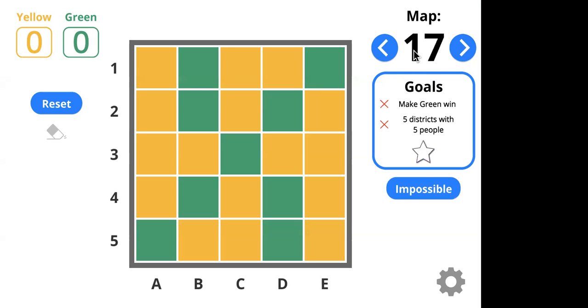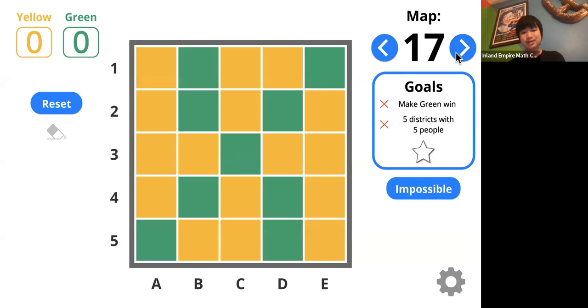So what level are we doing? What level are we going to do now? 17. Okay.